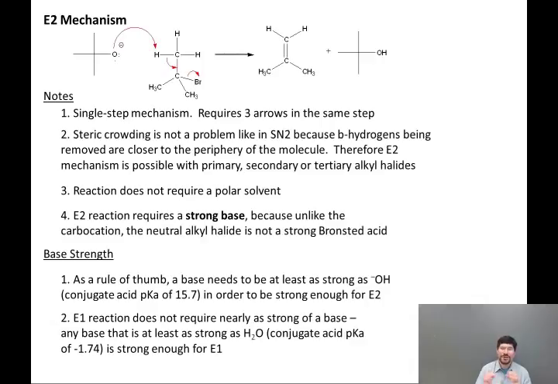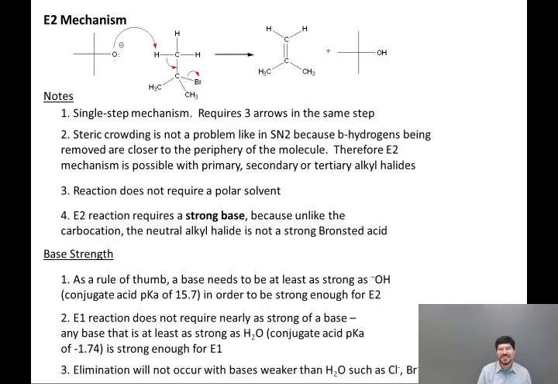I'm using water and hydroxide as kind of bookends here. Hydroxide is a strong base. Its conjugate acid is water. Water is a much, much weaker base. Its conjugate acid, in other words, what you have to look at on the pKa table, is H3O+, and that has a pKa of negative 1.74. So any base that is at least as strong as water is strong enough for E1.